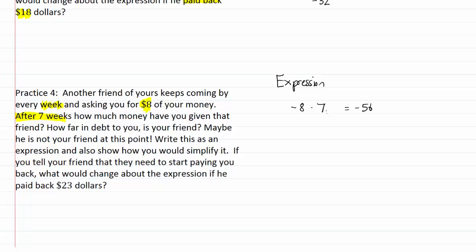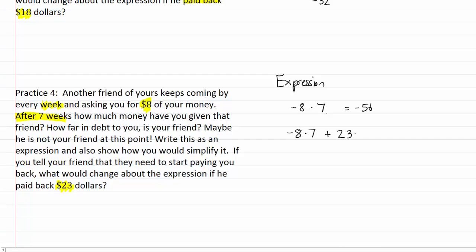If you tell your friend they need to start paying you back, I'm going to grab the highlighter and look at the important information in the second part. What would change about the expression if you paid back $23? So again, they paid back $23. That's $23 that's coming into me. So I'm going to start with this original expression. I've got the negative 8 times the 7. That's borrowing $8 a week for 7 weeks. Now they paid back, so they've actually added money to my account. They're giving me money, not taking away more money. So we're adding 23.